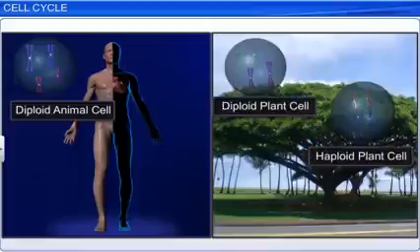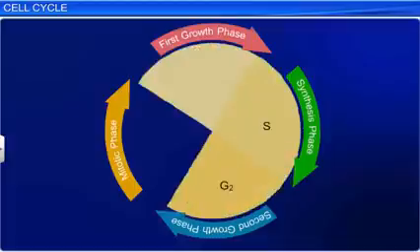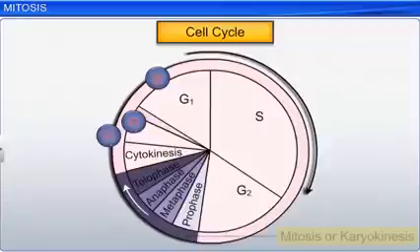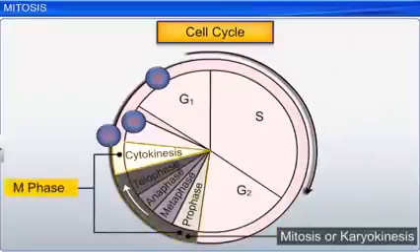In living organisms, the cell cycle is a series of events that leads to cell duplication and division, resulting in the growth of organisms. Mitosis or karyokinesis, along with cytokinesis, defines the M phase or the mitosis phase of the cell cycle.